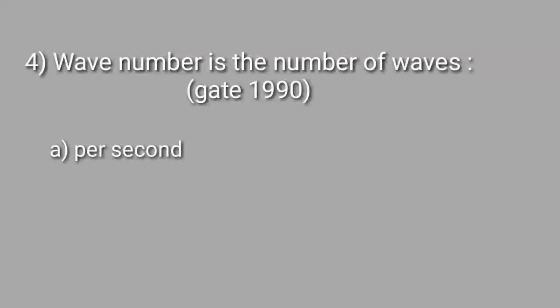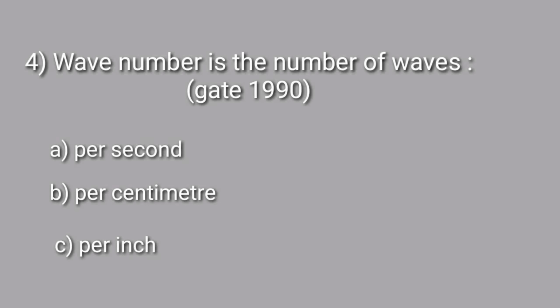Number 4. Wave number is the number of waves. Option A per second, B per centimeter, C per inch. The answer is option B per centimeter. So wave number is the number of waves per centimeter. This must be remembered.